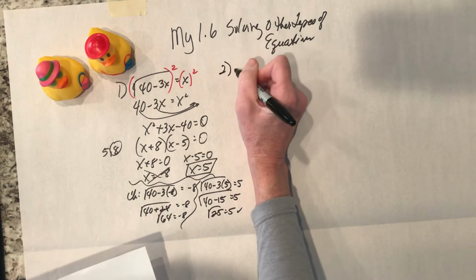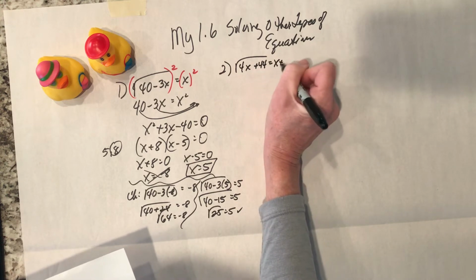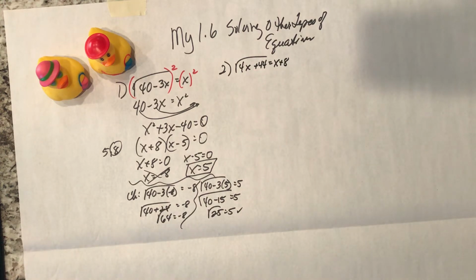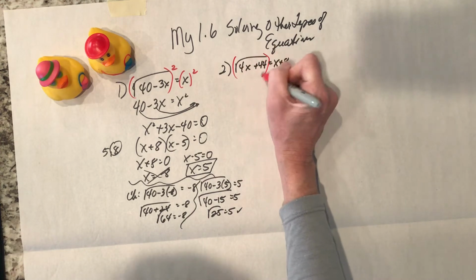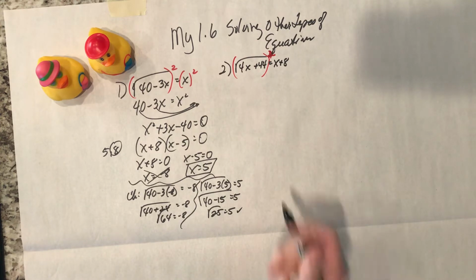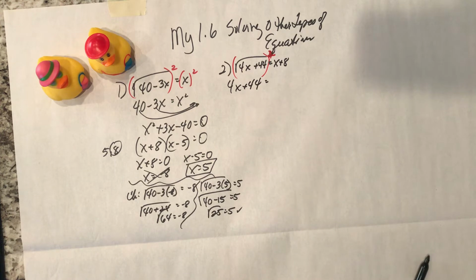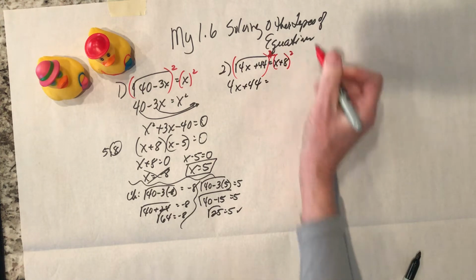Number 2, we've got the square root of 4x plus 44 equals x plus 8. Very similar to the previous one. Let's see, we've got a radical, and he's isolated all by himself there. So we can square the left-hand side. Squaring and unsquaring cancel each other out. If you square one side, you got to square both sides.